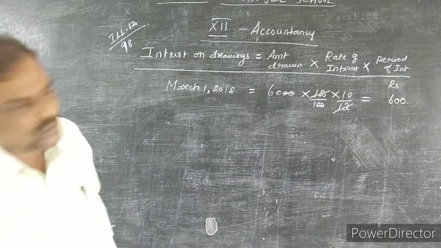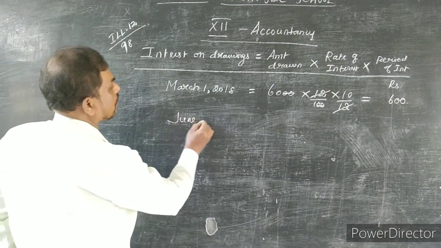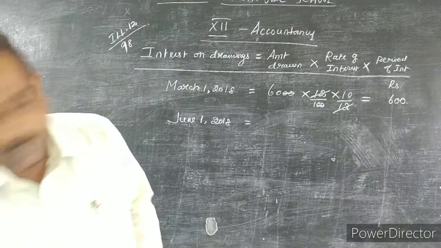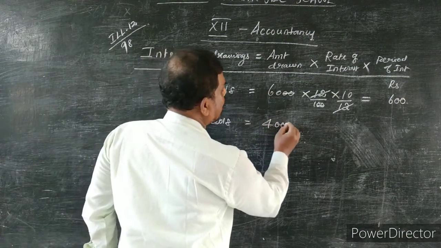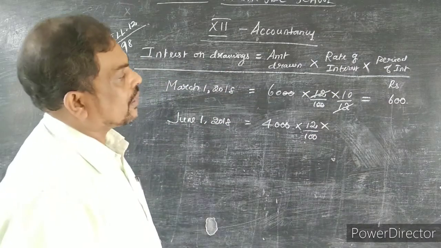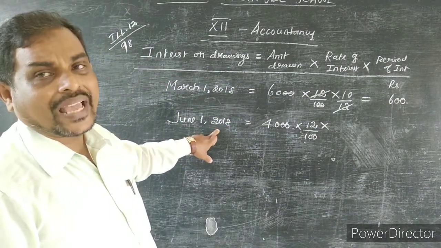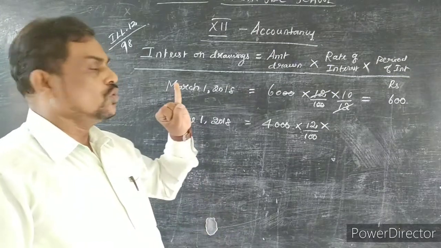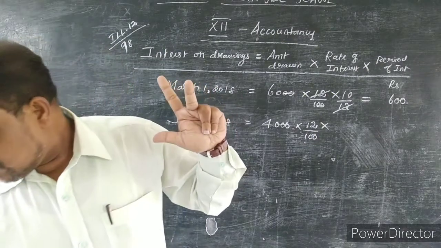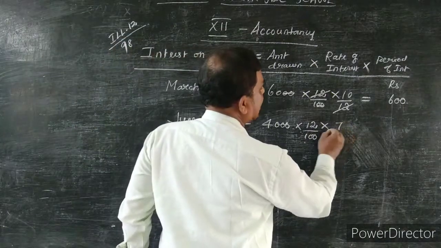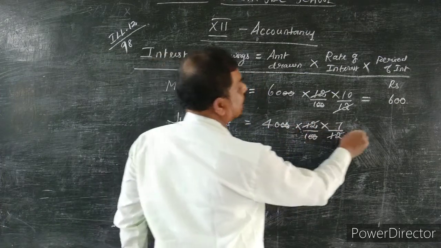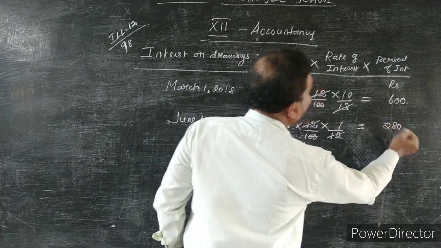Second time he has taken on June 1, 2018. How much did he take on June 1? Rupees 4,000. So 4,000 into 12 divided by 100 into the period of interest. From June 1 to 31st December: June, July, August, September, October, November, December. So 7 months, 7 divided by 12. The 12 will be cancelled, 20 will be cancelled, 40 into 7 is equal to 280 rupees.